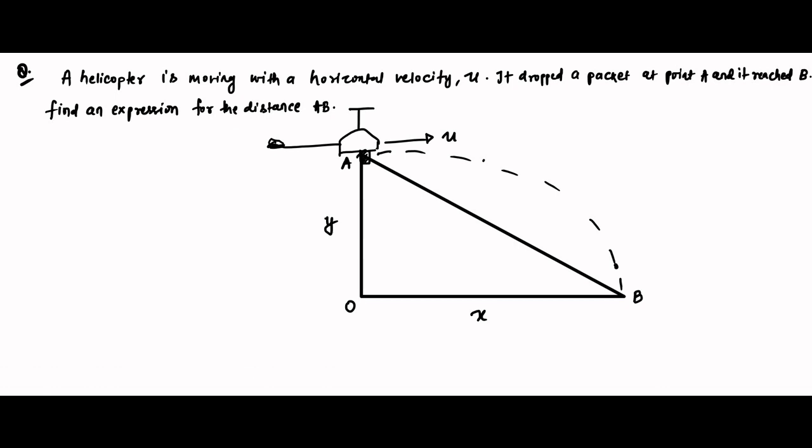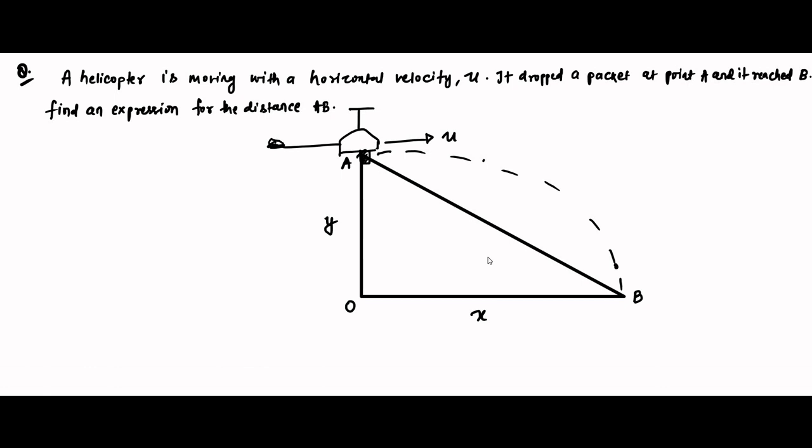So here is another question on projectile motion with horizontal projection. It is given that a helicopter is moving with a horizontal velocity u. According to the diagram, it dropped a packet at point A here, and as is obvious, it had projectile motion with horizontal projection, that kind of a trajectory, and it reached point B. We are asked to find an expression for this distance AB in terms of x and y and whatever other parameters will be involved.